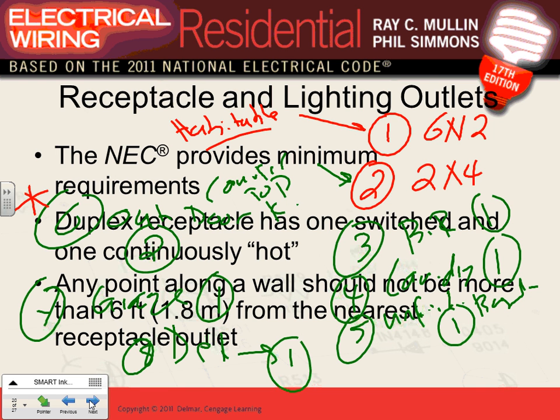Outdoor receptacles. Apartments don't own their outdoor, right? Typically, the people in the apartment don't own outdoors. So the code says, if you have an apartment building, and one of the units opens directly to the outdoor, not through the common space, you have a door, a sliding door, that gets to the outside, you have to have a receptacle.